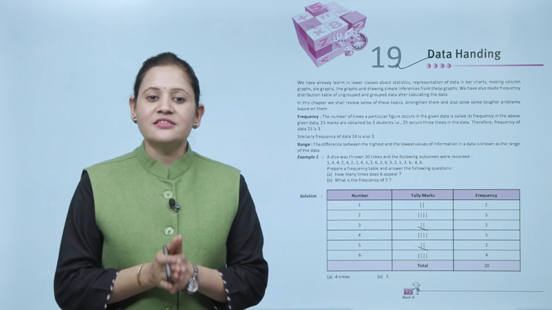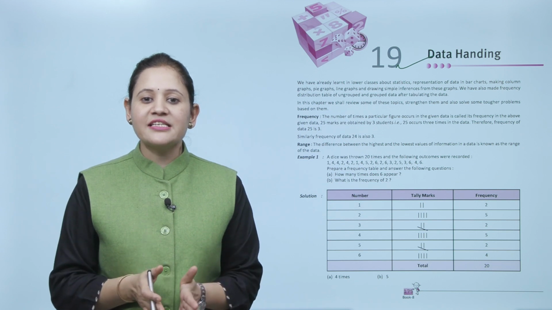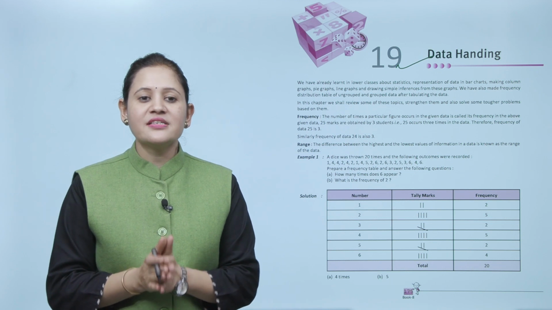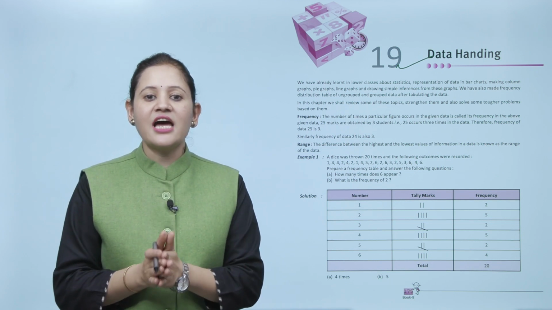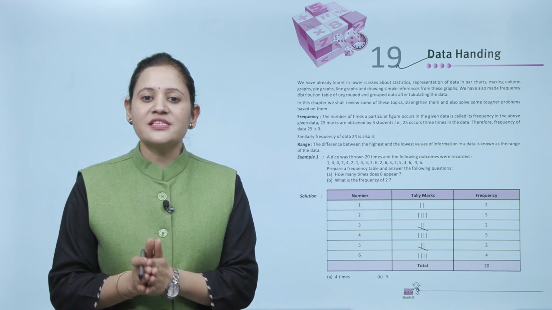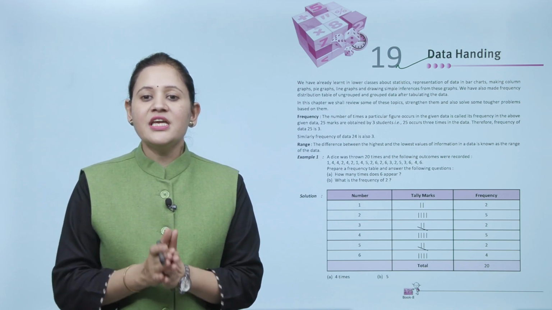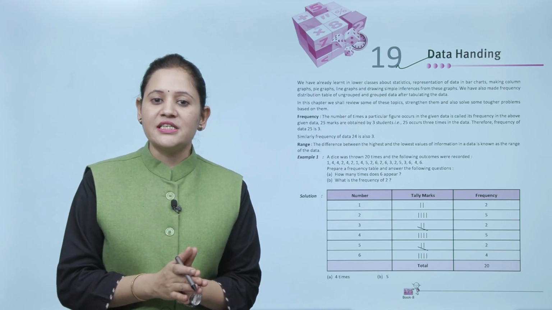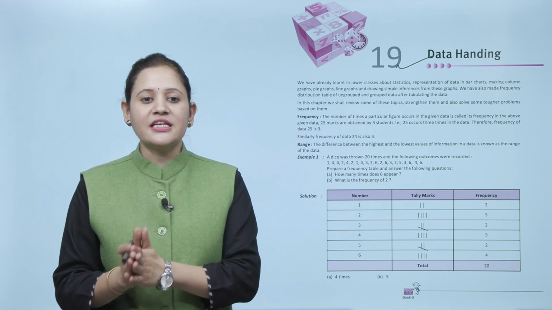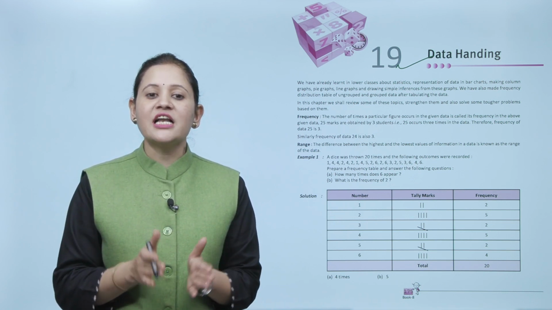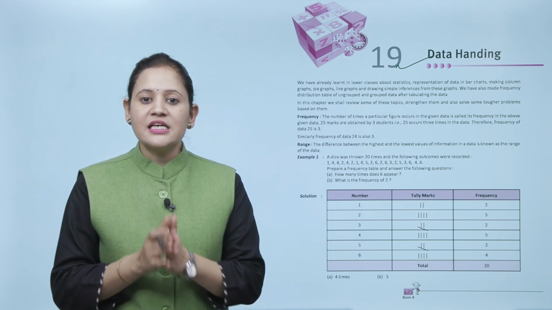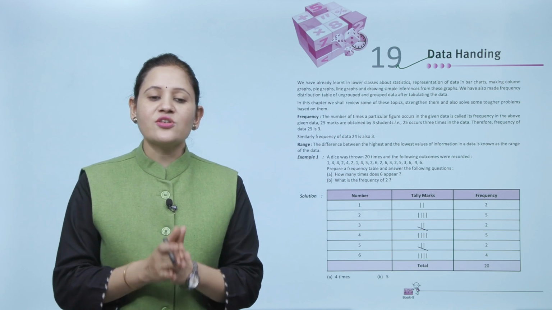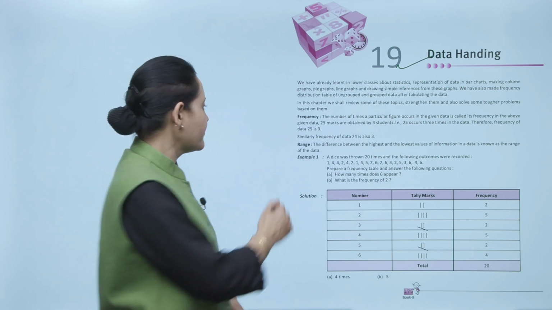We have already learned in lower classes about statistics, representation of data in bar charts, column graphs, pie charts, line graphs, and drawing simple inferences from these graphs. We have also made frequency distribution tables of ungrouped and grouped data after tabulating the data. In this chapter, we shall review some of the topics, strengthen them, and also solve some tougher problems based on them. First is frequency.